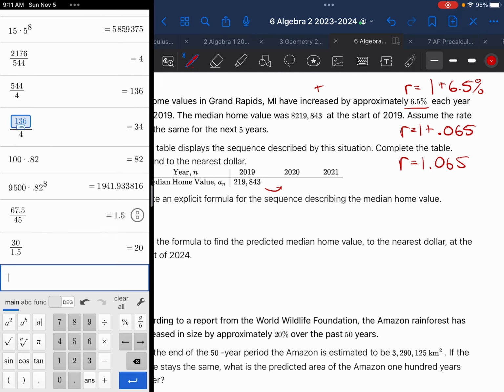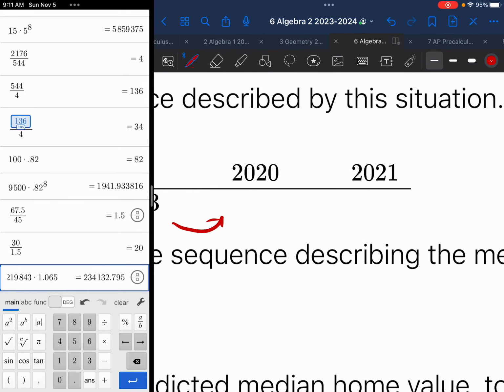So if I use my calculator and I type in 219,843, and I multiply by my common ratio, 1.065, I should jump right to the next value. It says, hey, we need to round to the nearest dollar. So I'm going to write in here 234,130. Okay, I have to choose to round. That 2 is going to be rounded up because it's followed by a 0.7, so this is going to be a 3.